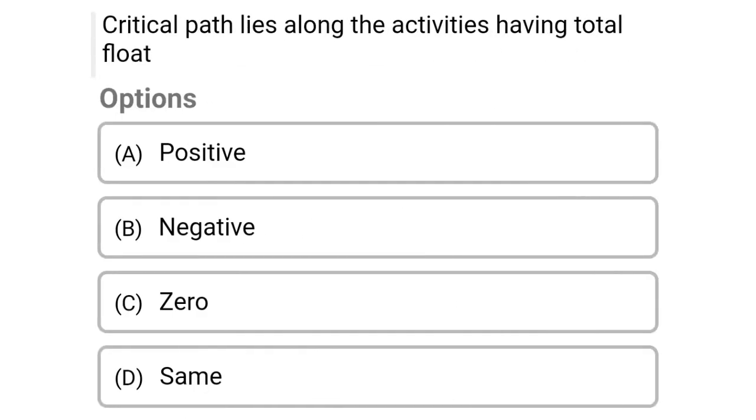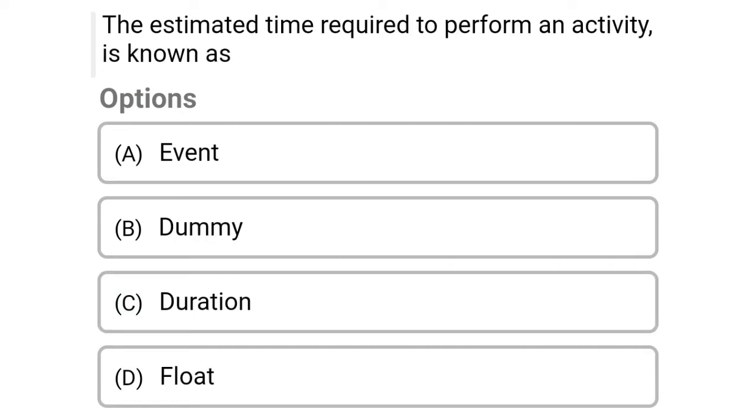So next question, critical path lies along the activities having total float, option A positive, option B negative, option C 0, option D same. So the correct answer is option C, 0. So next question, the estimated time required to perform an activity is known as option A, event, option B, dummy, option C, duration, option D, float. So the correct answer is option C, duration.